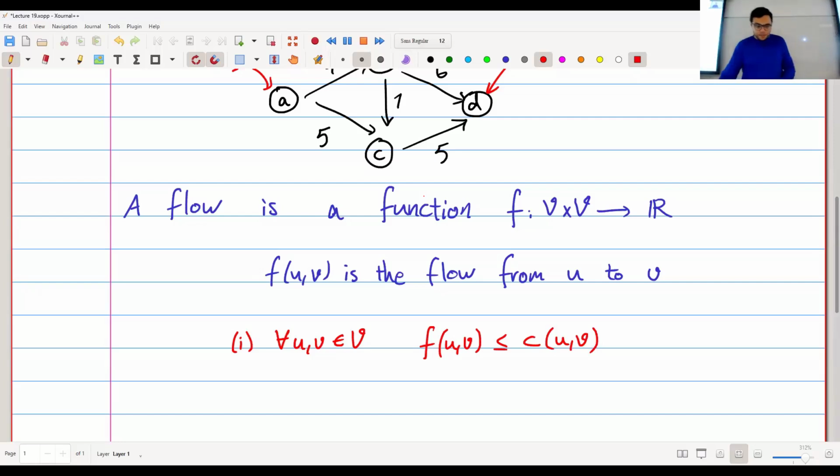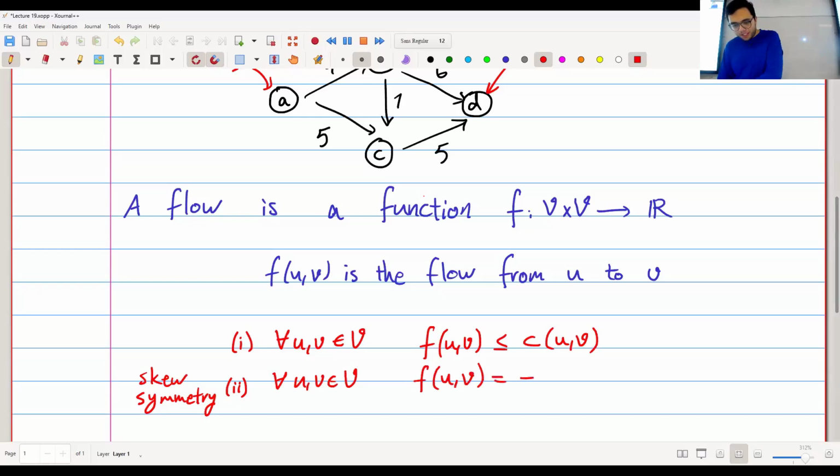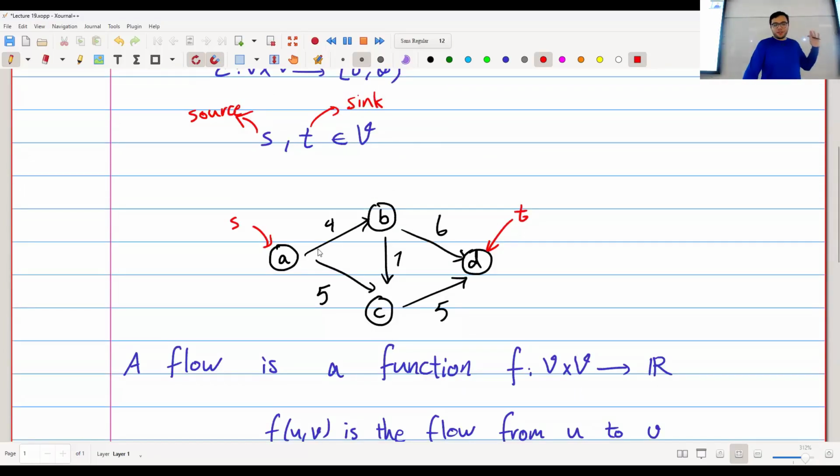The second condition is actually the one that is going to confuse you the most today. And it's this one. It's called the skew symmetry. Skew symmetry says that for every two vertices u and v, the flow from u to v is minus the flow from v to u. Just to give you some intuition: whenever I'm sending 2 units of water from A to B, I can think of that as sending minus 2 units of water from B to A.